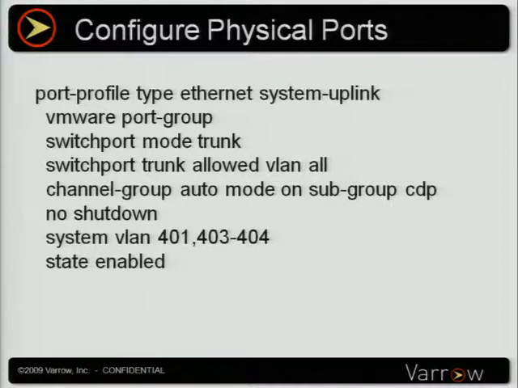So the command walkthrough is this. Port profile, and we'll say type Ethernet. Remember what I said earlier? Ethernet means physical, so we're doing a physical configuration. Type Ethernet, and the name of this profile is System Uplink. System Uplink sounds official. It sounds like that's a command. It's not. I could call it Jason's Physical Uplink if I wanted to. VMware port group is just a command to say that we're going to send this up to the vCenter database.